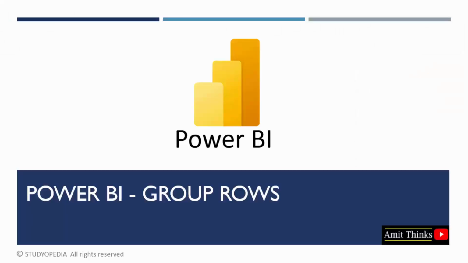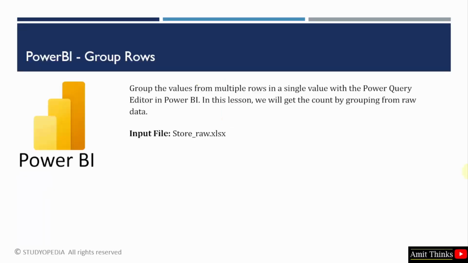In this lesson we will see how we can easily group rows in Power BI. This is a part of data transformation in Power BI. Let's see. So with Power BI you can easily group the values from multiple rows in a single value. With the Power Query editor, we saw the same in the last lesson also. In this lesson we will get the count by grouping from raw data. So this will be our input file. Let's see.